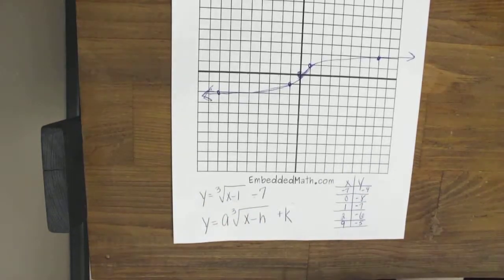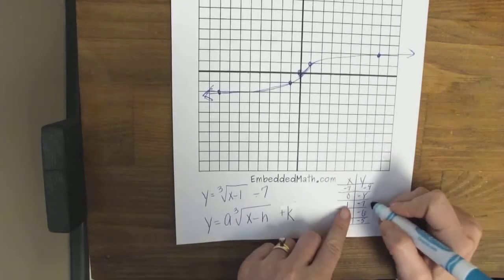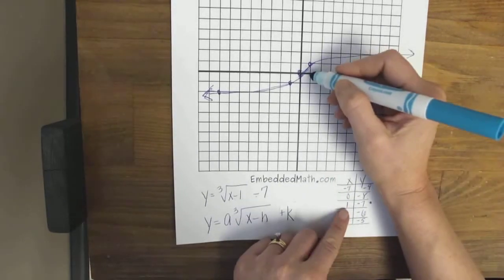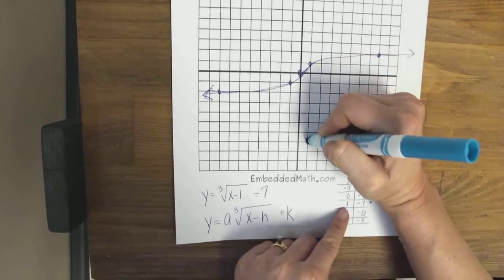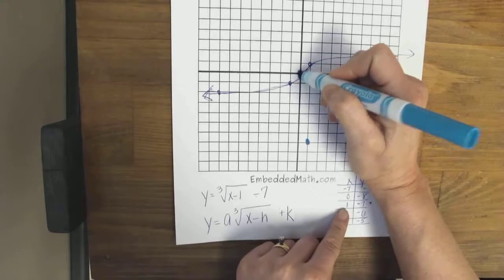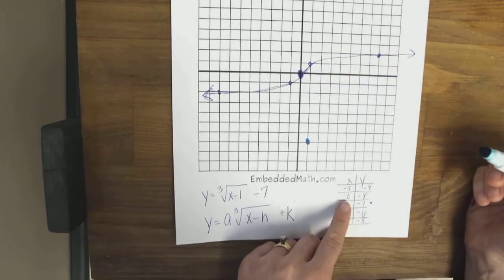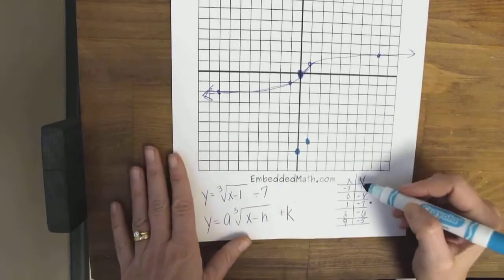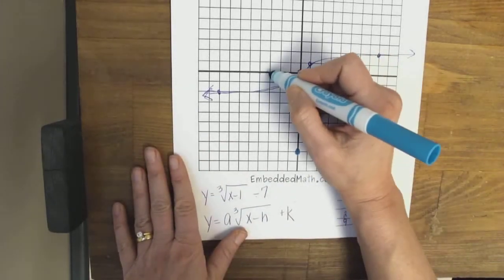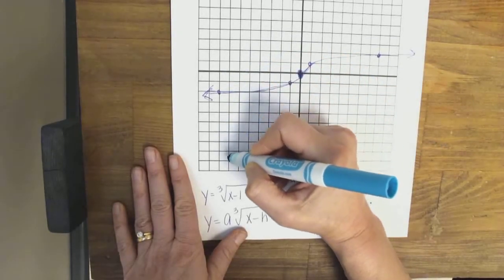And let's see what happens here. So I'm going to plot these points. I'm going to plot this one in the center first. 1, negative 7. 1, 2, 3, 4, 5, 6, 7. Oh, that does look good. So my original 0, 0 moved 1 right and 7 down. I have 0, negative 8. I have negative 7, negative 9.